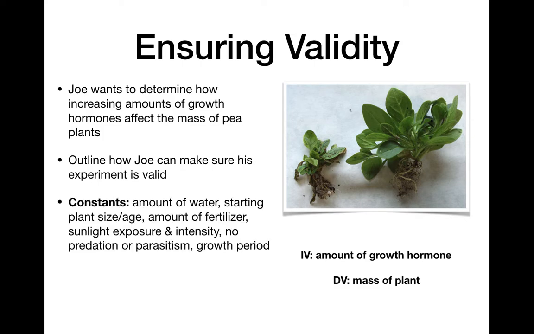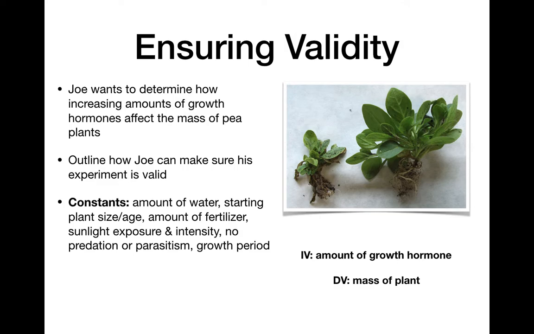Well, Joe should be using constants to make sure his experiment is valid, that he's actually measuring what he thinks he's measuring. So he should keep the amount of water the same, he should have the same plant size or plant age, the same amount of fertilizer, the same amount of sunlight exposure and intensity of the sunlight they're exposed to. Make sure there's no predation or parasitism on the plants. Make sure the growth period is the same if you want to see how their mass is changing.